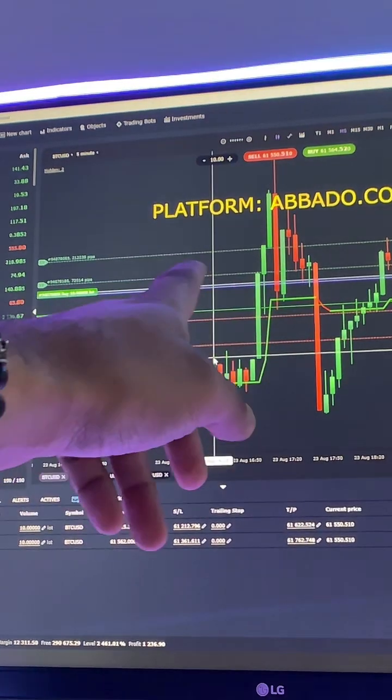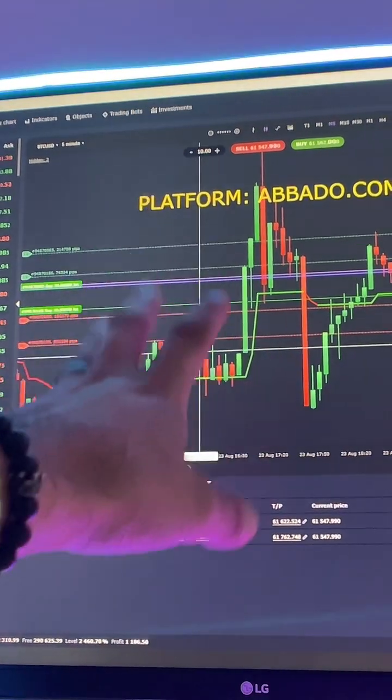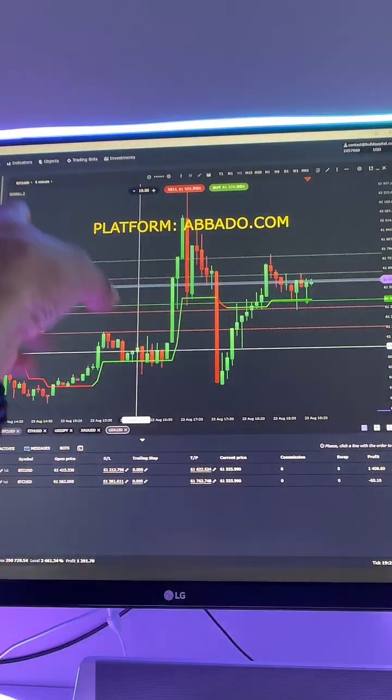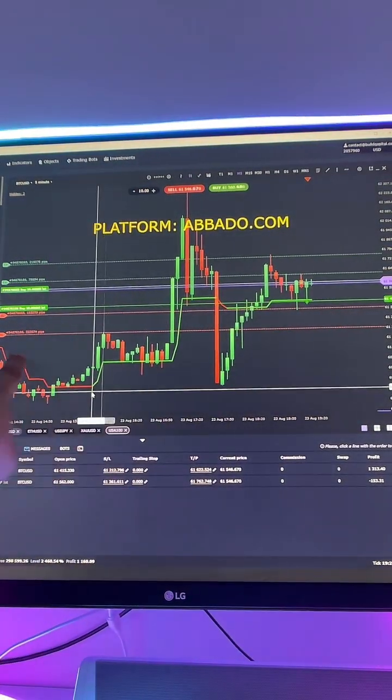Unknown is saying, is this MT5? No. So this is the Avatrade trading platform. That's where I'm trading. Now, once I have the super trend indicator on the chart, this is the way it works.